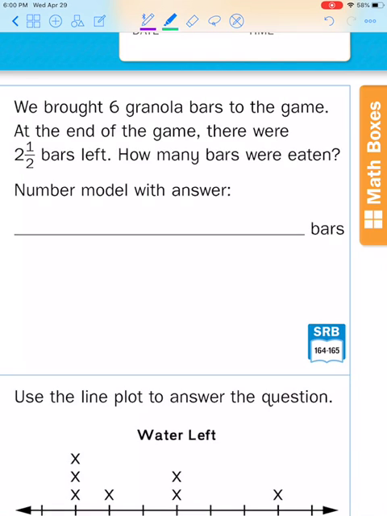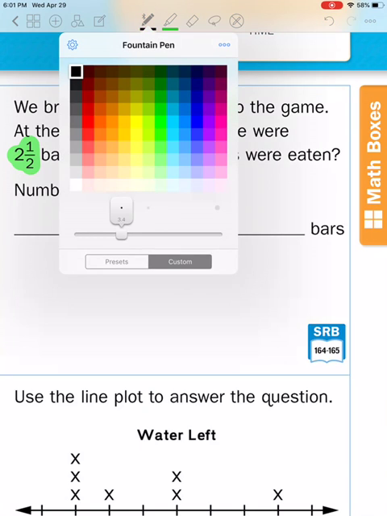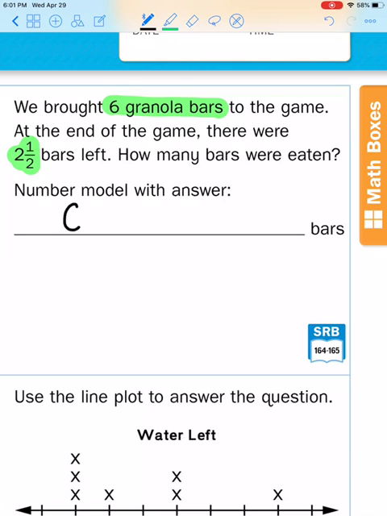Okay, let's look at problem number 2. We bought 6 granola bars to the game. At the end of the game, there were 2.5 bars left. How many bars were eaten? Number model with answer. So you had 6 total granola bars. Now you're only left with 2 and 1/2. So how much was left over? And your answer should be 3 1/2.